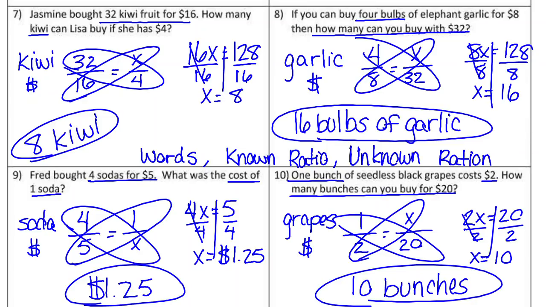I apologize when I did number 7. It should have been 16, not 6. So if you didn't catch that, I apologize. But make sure you go back and fix it if you need to. For number 8, you were comparing bulbs of garlic to money. So garlic over money, and you were looking for how many garlic you can get for $32.